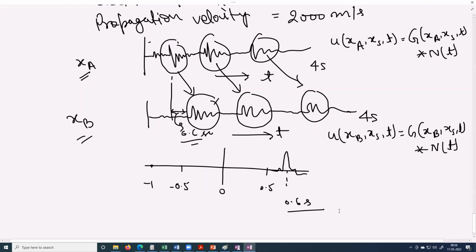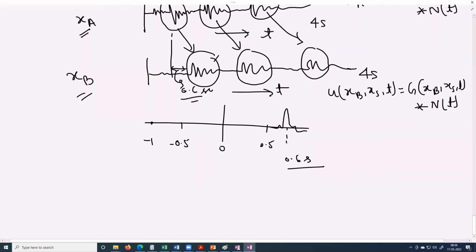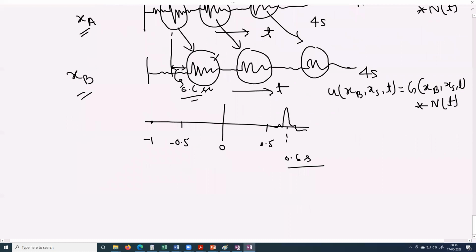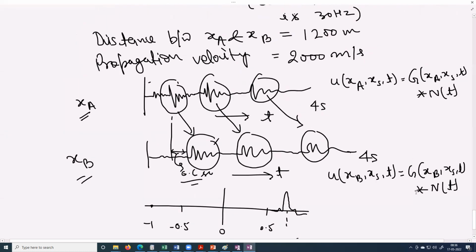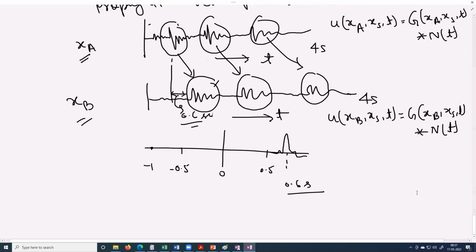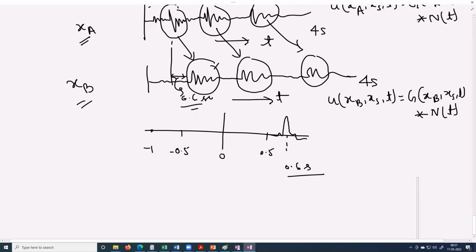Sir, what is N(t)? This is just a noise source. This is the representation of the noise source N(t), a source notation. So we are considering the source here in the form of N(t).